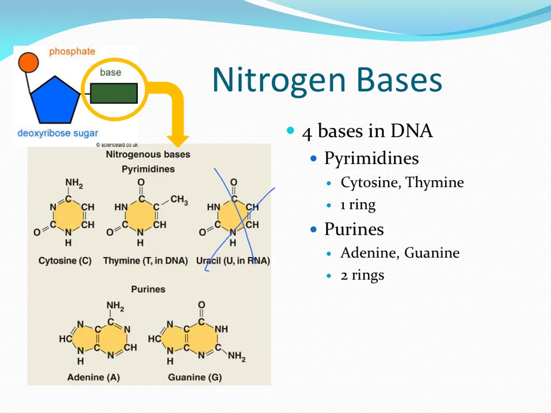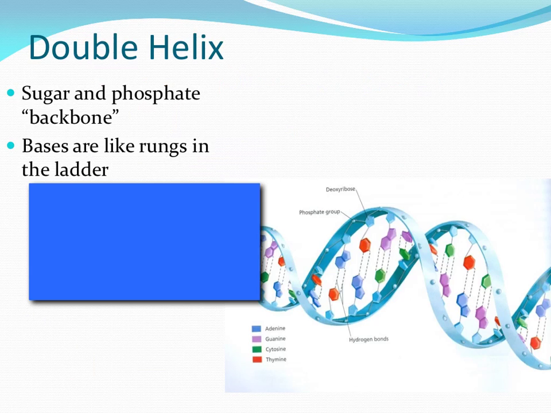Then your other option, of course, being the purines, which are adenine and guanine, and these guys are both double rings. So those are the 4 different options of things that can go in this base segment. All the nucleotides are always going to have the phosphate and the deoxyribose, but this base can either be a C, a T, an A, or a G. So all this stuff goes together to form that double helix shape.